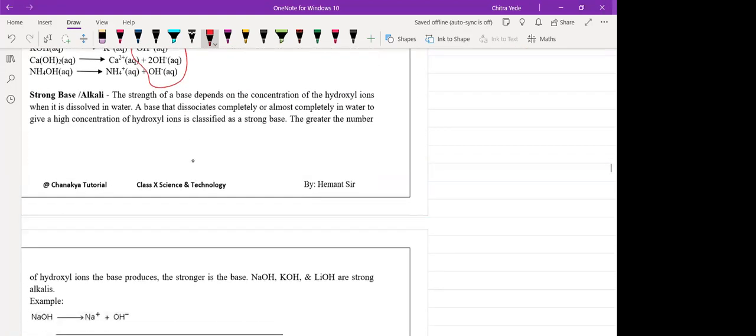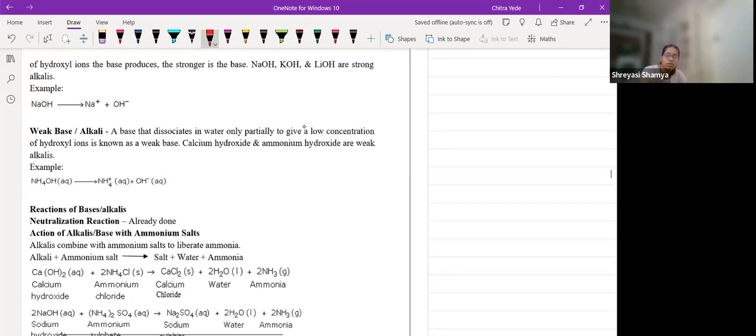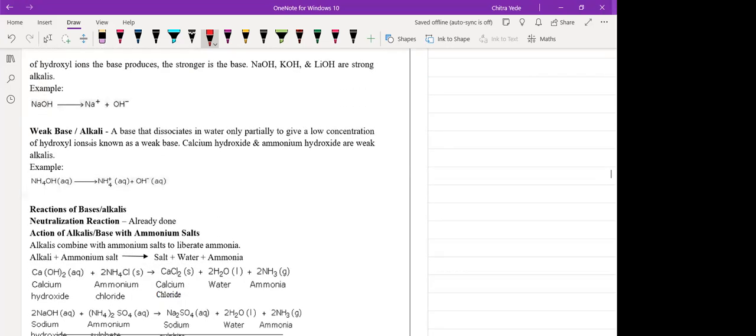Now, strong base or strong alkali. We have already gone through that. Those bases which dissolve in water and dissociate completely are called strong bases. Even weak bases we have covered. Those bases that do not dissociate completely when dissolved in water are called weak bases. We have only one example, ammonium hydroxide.